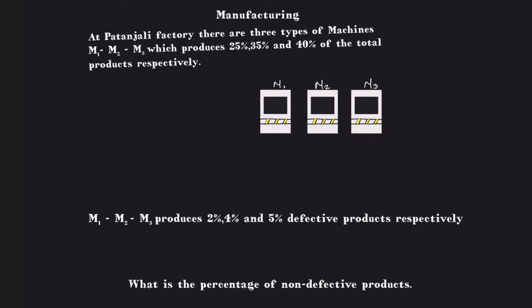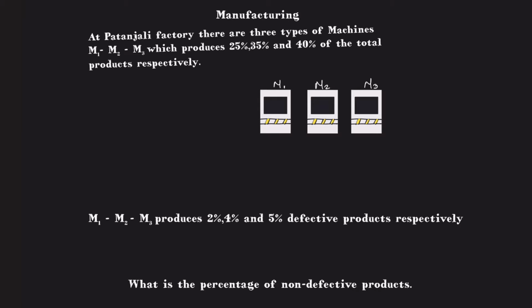Now let us study manufacturing at Patanjali. So we have a question on manufacturing now. At Patanjali factory there are three types of machine, M1, M2 and M3. Each of which produces 25%, 35% and 40% of the total products respectively.